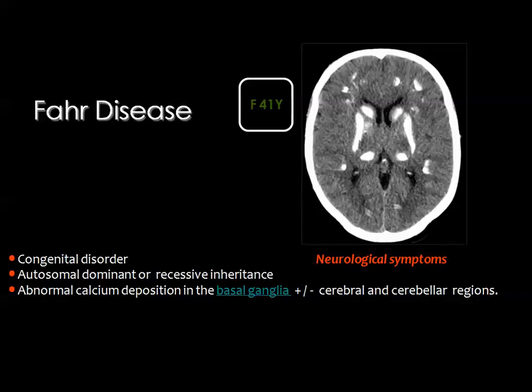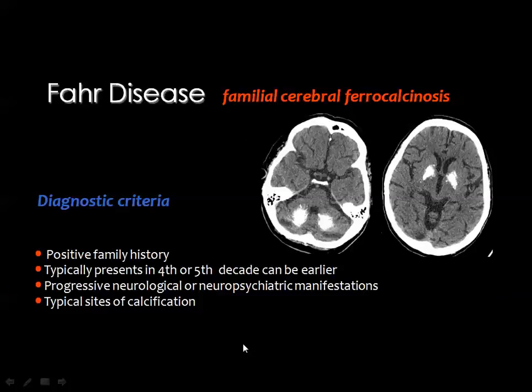Then we came to Fahr disease, and this is a congenital disorder which may appear as an autosomal dominant or recessive inheritance. The main feature of this disease is the bilateral symmetrical calcification of the basal ganglia, which may affect also the cerebral and the cerebellar regions. Then the diagnostic criteria will include that this is a familial disease, and there should be a positive family history, and the presentation is in the fourth or the fifth decades, or maybe earlier.